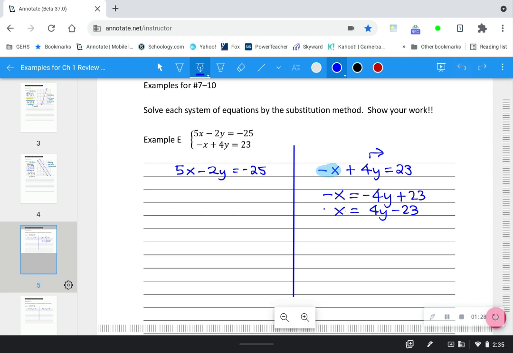So we can come over on the other side and substitute in place of that x the expression 4y minus 23. So you carefully replace the x with 4y minus 23. Distribute here, and you'll get 20y, and then 5 times 23 is 115.